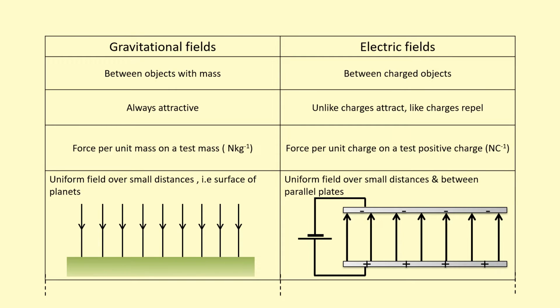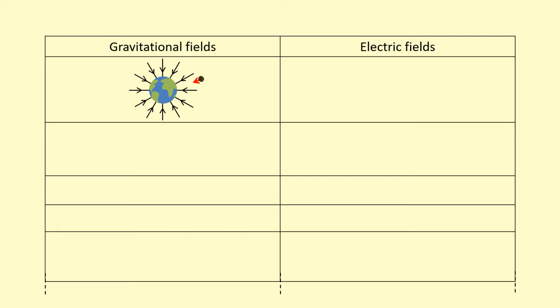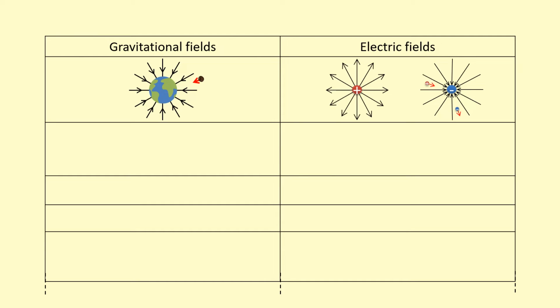Now, if I put a test mass here, it would be attracted in the direction of the gravitational field lines. While with the electric field, if I put a test positive charge, then it would be attracted in the direction of the electric field lines. But if I put a negative charge, it'd be in the opposite direction. So some slight differences there. We have radial fields in both gravitational fields and electric fields. But in electric fields, you can have the radial fields pointing away or towards it based on what type of charge it is.